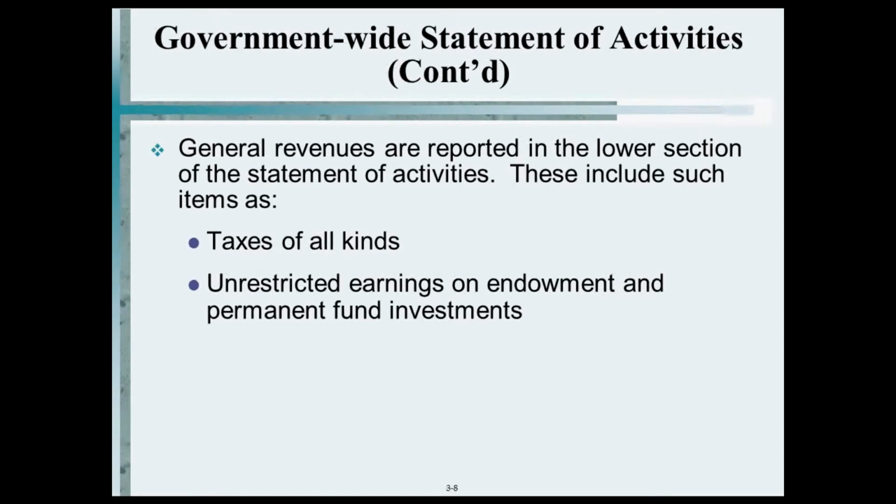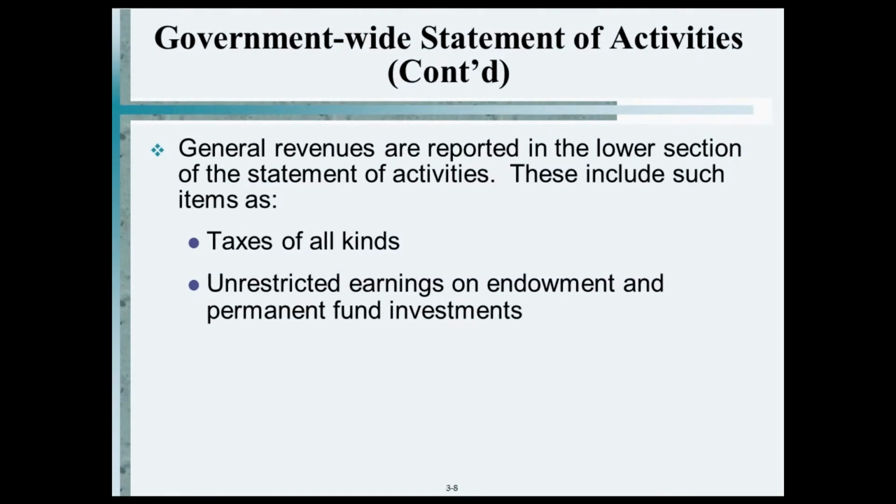Why, for instance, is building permit fees shown as program revenue? Why not just throw them all into general revenue? Well, because you want to know the net cost of that activity, right? Because expenses minus program revenue equals net cost. So you want to know what the net cost is. And that's why you see the format is never revenues minus expenses. It's what?